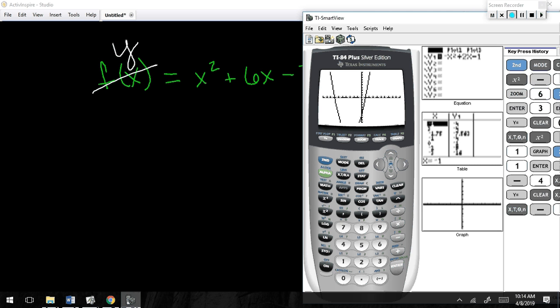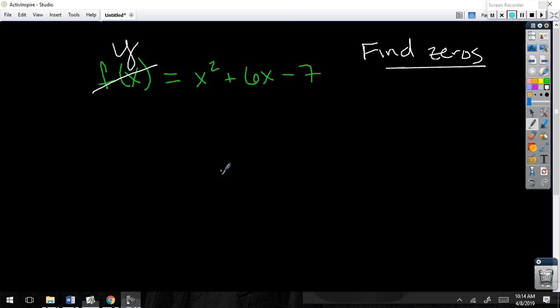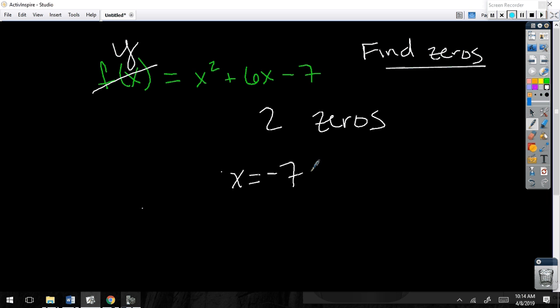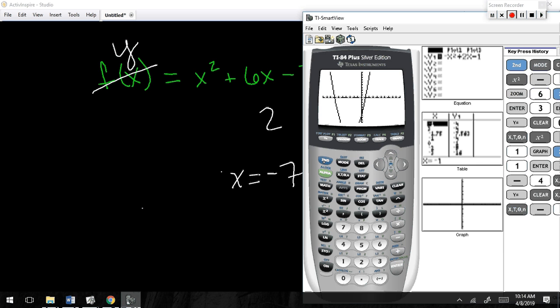Wow, that one goes down far, right? But that's okay. How many solutions does it have, or how many zeros does it have? 2. So I have 2 zeros. What does it look like those zeros might be? Negative 7 and maybe positive 1? Yes. How would I know if that's right? You check it. How do I know if they're right? It's equal to 0.